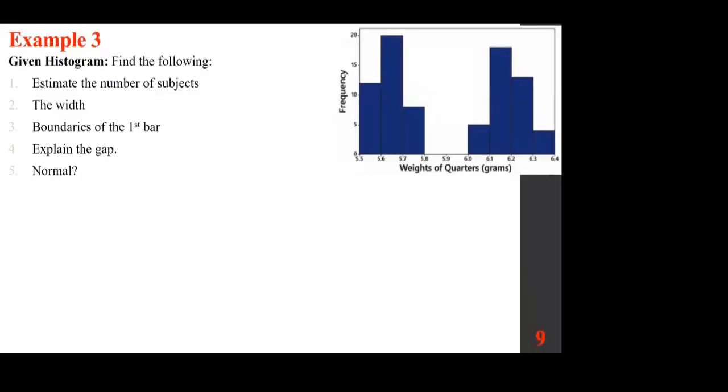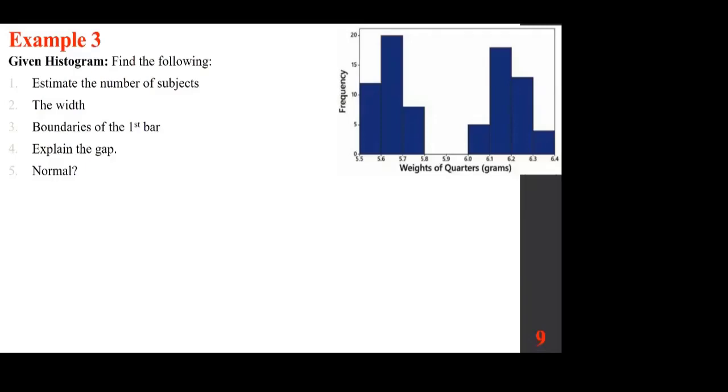Now what happens if the histogram is given? In this case, when we look at the bottom, it says weights of the quarters in grams, and the vertical axis is the frequency in which it occurs. So use the histogram, and we want to find the following. We want to come up with the number of subjects. The reason it says estimate the number of subjects is because sometimes it may not be easy to read from the histogram. It may be that it's close, and that's accepted. Then the width, the boundaries, and there's a gap, and whether it is normally distributed.